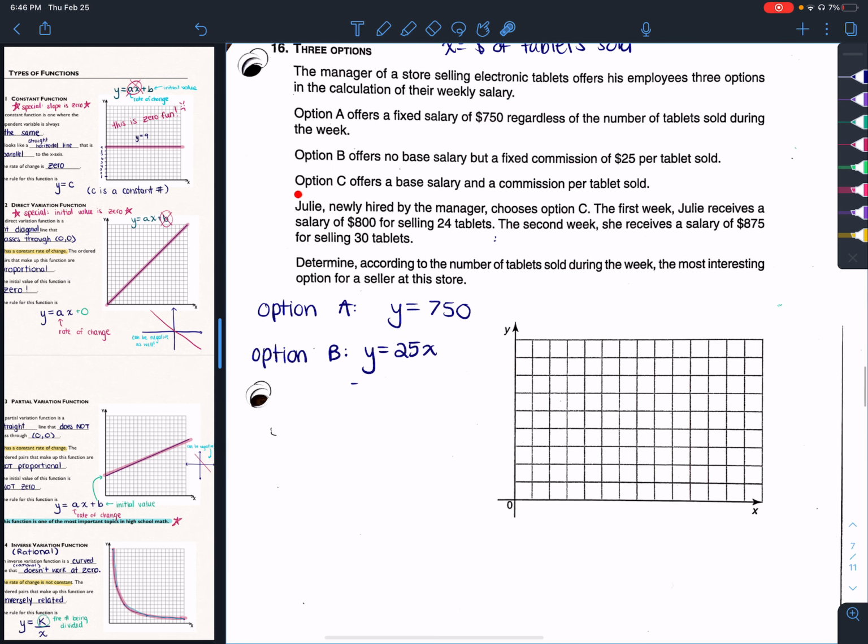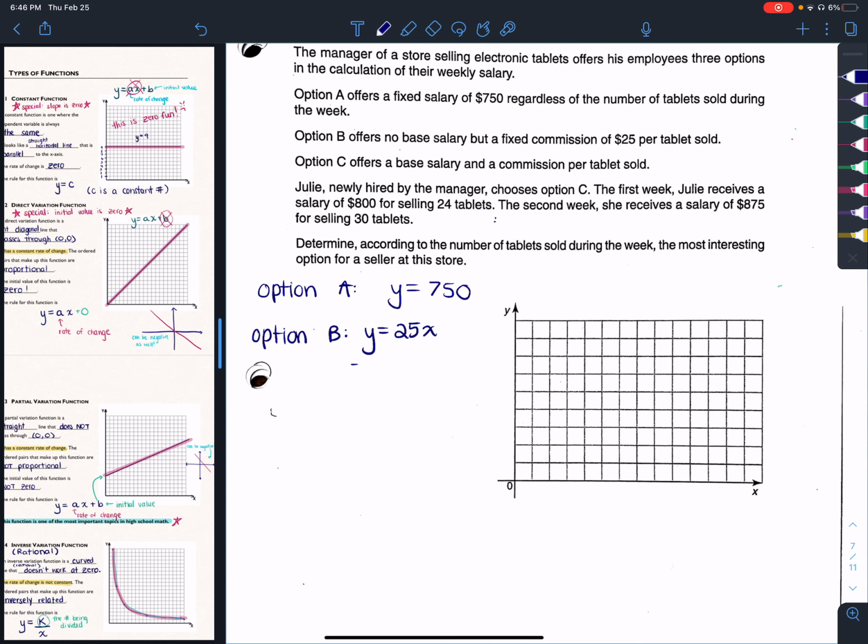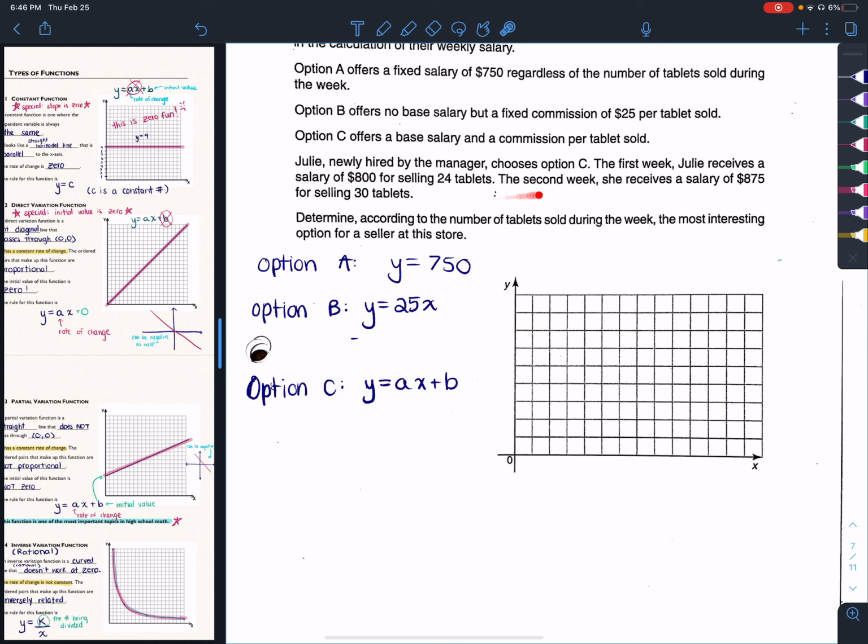And then for option C, it offers a base salary and a commission per tablet sold. So option C is the one where we have to do a little bit of work, since they're not just giving us a verbal description of it. We know that it is going to be in the form of y equals ax plus b, because we're being told that there is a base salary and there is a commission per tablet. And now we have this description about option C.